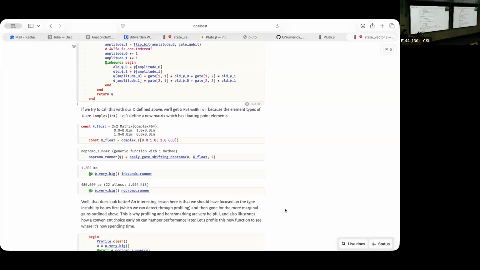gates, it adds up. So once you have a reasonable approach for implementing the inner loop, i.e. the bit shifting, then you can drive yourself completely insane doing micro optimizations, like making sure the element type of the gate is the correct thing.